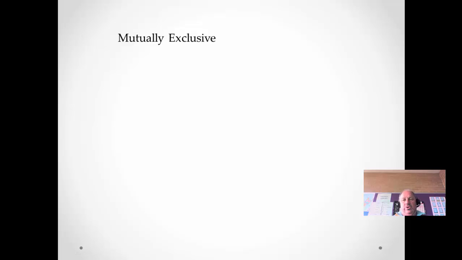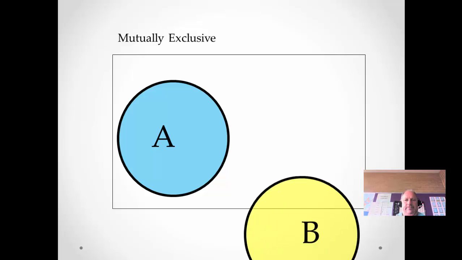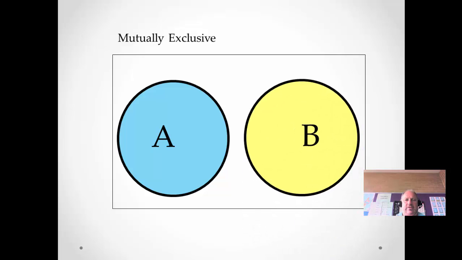The term mutually exclusive means that two events don't have anything in common. The Venn diagram demonstrates this the best. Here's circle A, here's circle B, and if there's no overlap between the two circles, then we say they are mutually exclusive, which means there's no intersection, or the probability of A intersecting B is equal to 0.